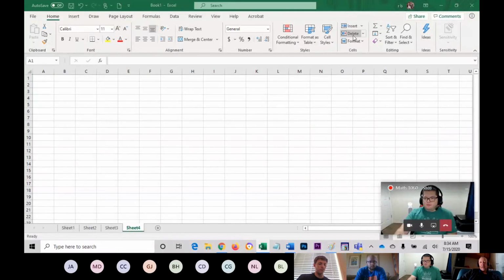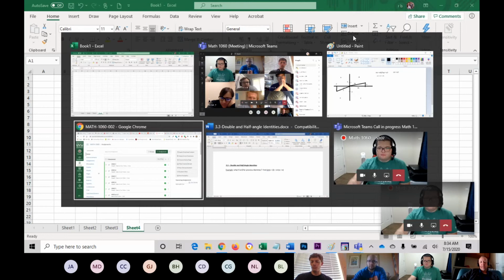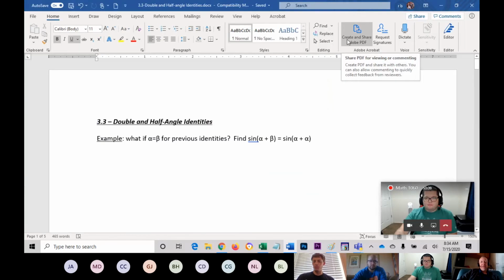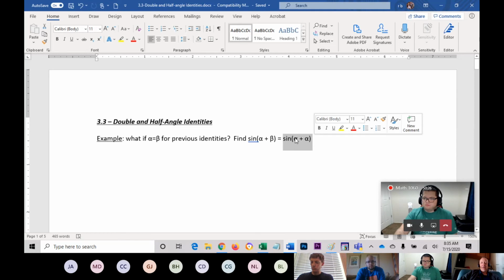Okay, so let's start on 3.3, which is double and half angle identities. What if your alpha equals your beta for the identities that we did previously? Find the sine of alpha plus beta, which in this case is really the sine of alpha plus alpha.